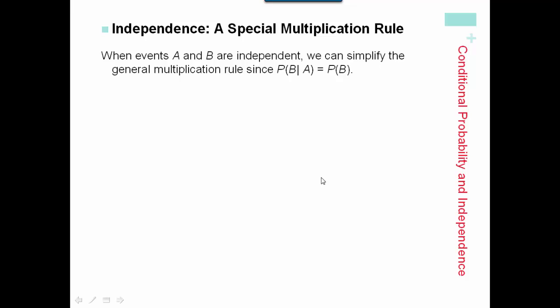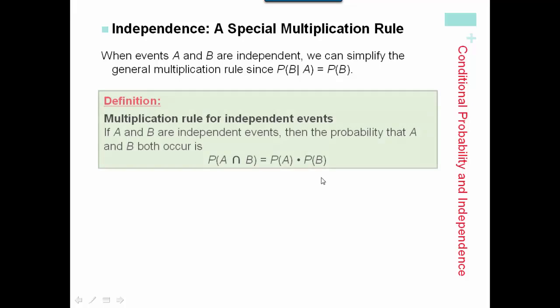When A and B are independent, we can simplify our general multiplication rule. For the multiplication rule for independent events, the probability that A and B both occur, the probability of A and B, is the probability of A times the probability of B.